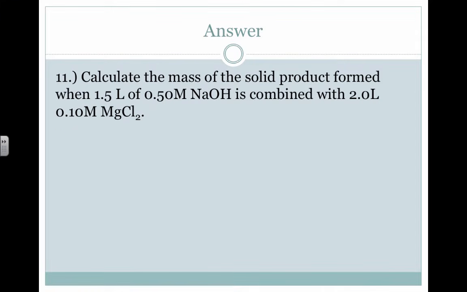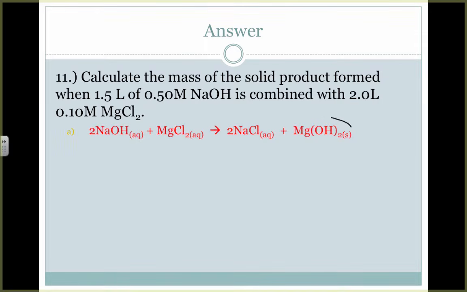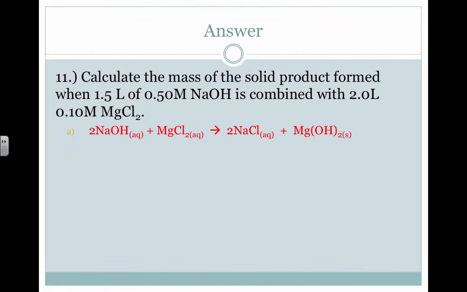So step 1, writing a balanced equation. Here we see that 2 moles of sodium hydroxide react with 1 mole of magnesium chloride to yield 2 moles of sodium chloride and 1 mole of magnesium hydroxide. Notice it's magnesium hydroxide that's the solid here. Therefore, that's the precipitate that we'll be massing. We know this is the precipitate because most hydroxides are insoluble.